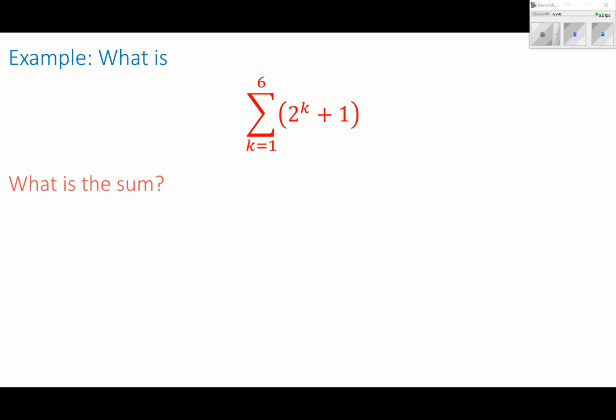So my next slide, I said, what is the sum? When I work all this out, this whole piece, if I were to look at that, I can tell you that the number it's going to represent is 132.